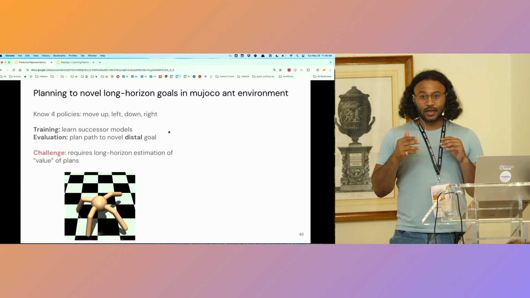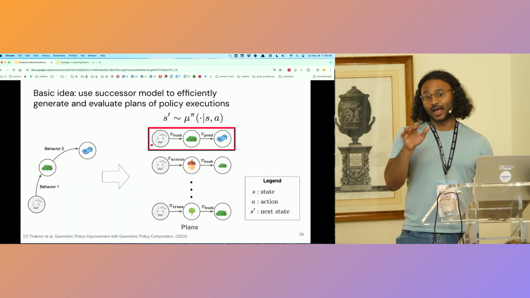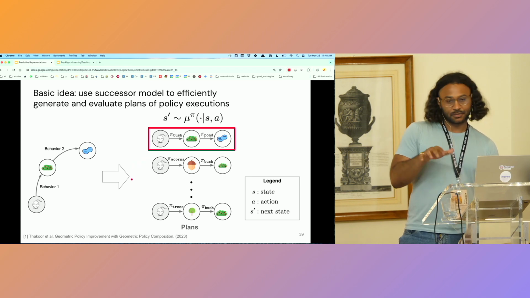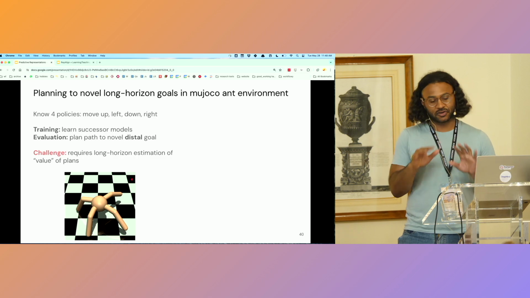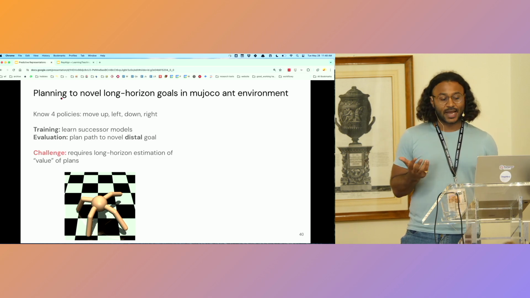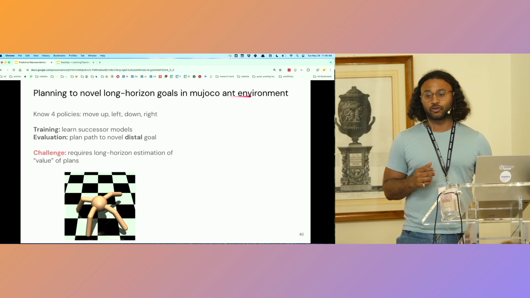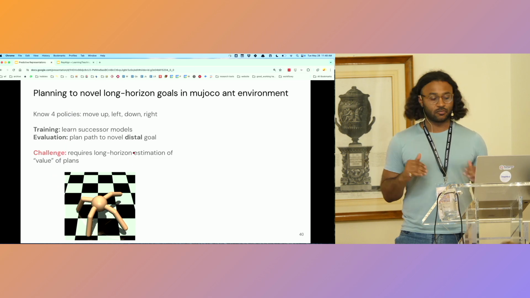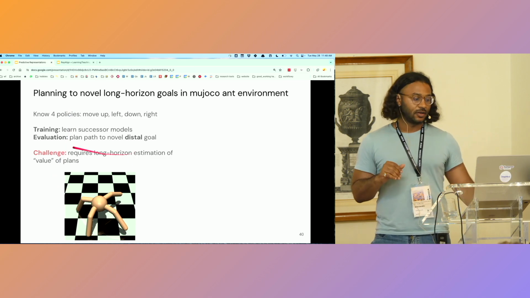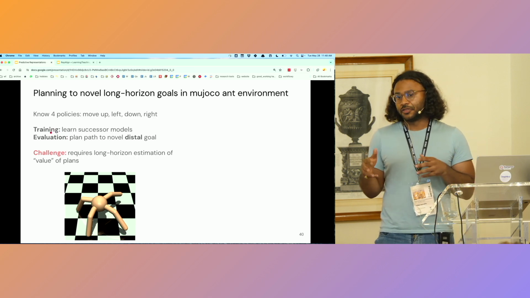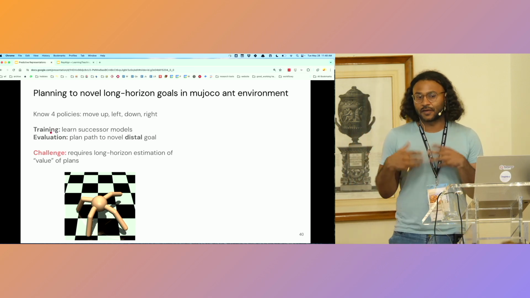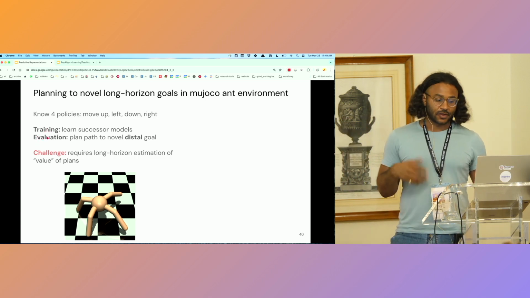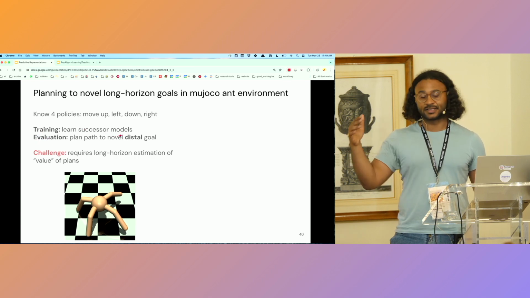Okay, so just to be clear, this work is actually not my work. It's Andre Barreto's. But it's a really cool example of successor models, so I wanted to highlight it. So they looked at planning to novel long horizon goals in the MuJoCo ant environment. This ant had 4 policies it could do. It could move up, left, down, and right. And during training, it could just learn the successor models for these policies in the environment to capture the structure in the environment and what happens if I go in these directions. And then at evaluation, it has to plan a path to some novel, distant goal.